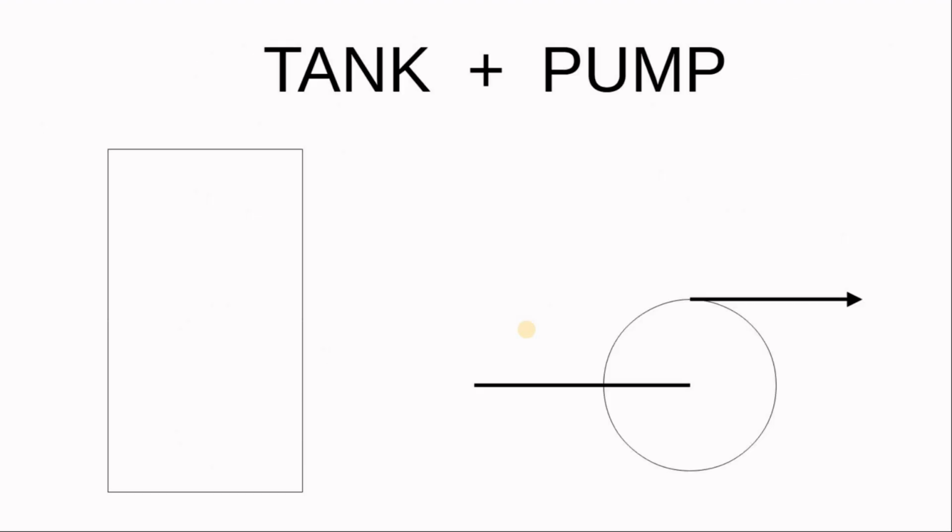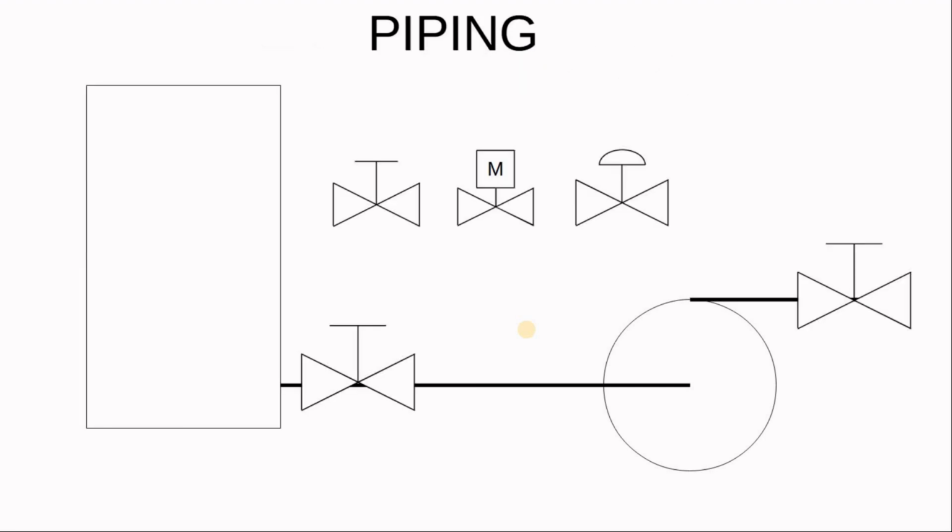Now let's add the tank and the pump. It comes to the piping between your equipment. So now our piping friend comes in and helps us. There is a valve attached to our tank, so we can isolate the tank completely to do maintenance, to do anything. And then there is a pipe to our pump.